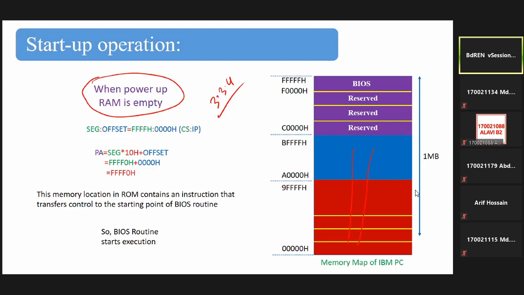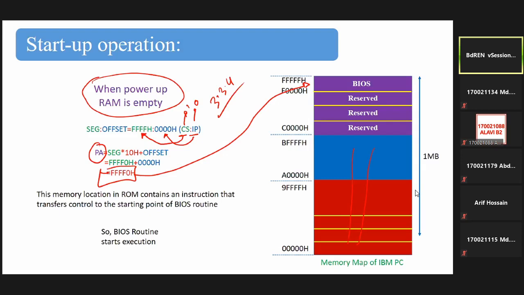Whenever you power up, RAM is empty. But in this case, CS and IP have FFFF and 0000. When you power on, CS and IP will have this value. All 16 bits of CS are 1, and all 16 bits of IP are 0. With the segment and offset address, we can get the physical address. This physical address is the address of the BIOS portion, the basic input output system, which is inside the ROM. So that will not be erased.